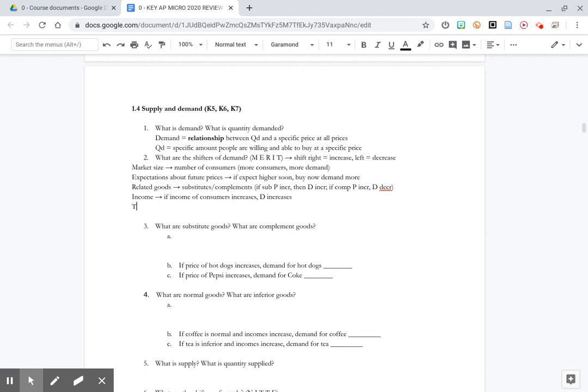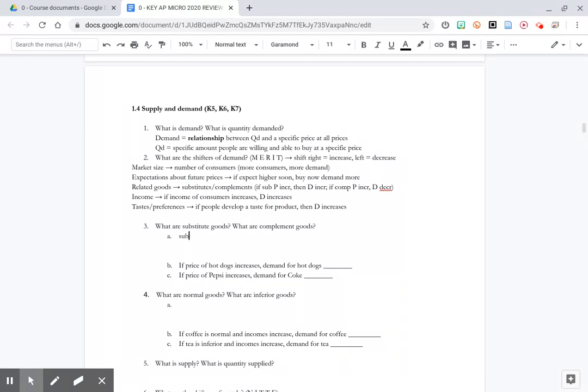And the last one is tastes or preferences. It'd be nice if I could spell, third time's a charm, preferences. If people develop a taste for a product, then demand increases. And again, all of these are also the reverse direction as well. So if people find out that your good is bad for them, they're less likely to purchase it.